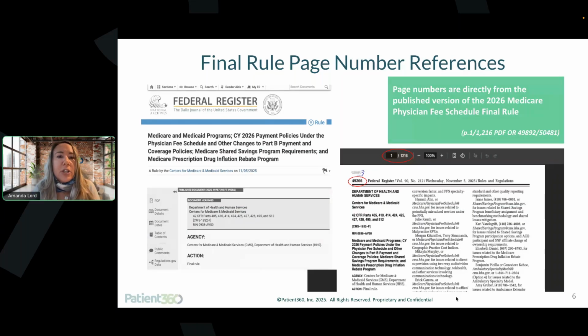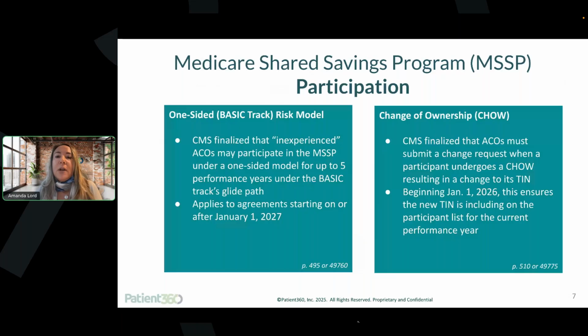Okay, here we go. So Medicare Shared Savings Program participation. Final policy for the one-sided risk model: this rule limits an ACO's participation in a one-sided risk model of the basic track to a maximum of 5 performance years within its first agreement period. This is a reduction from the previous limit, which was a maximum of 7 performance years. The effective date: this new 5-year limit applies to ACOs beginning agreement periods on or after January 1st of 2027. It was generally supported by stakeholders in the feedback and comments, and health policy organizations, as most agree that it's to encourage and accelerate the transition to two-sided risk models.